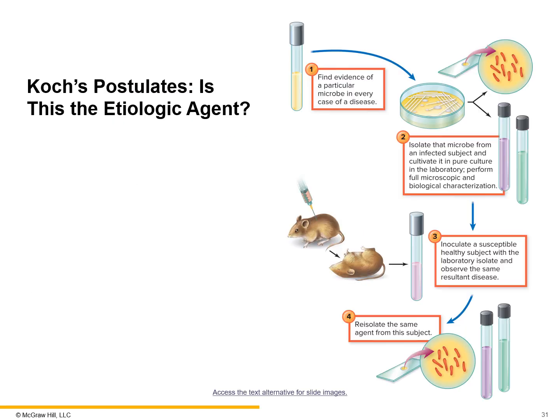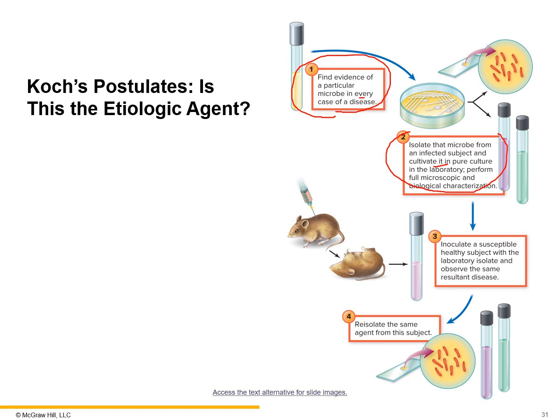Those postulates are a series of proofs that establish what is actually causing a disease. So first, you have to find evidence that a particular microbe is in every case of the disease. Again, if it's causing the disease, there shouldn't be any time somebody had the disease and didn't have that microbe present. The microbe needs to be isolated from the infected patient and cultivated in pure culture so that it can be characterized.